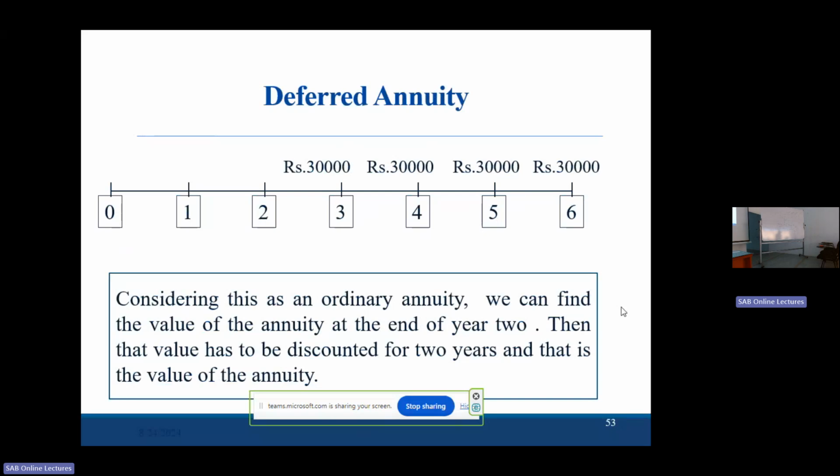Are you together? I think you get the same answer. Fine. So this is another way, the second method. I will explain the other method also, considering this as an annuity due. This was considering it as an ordinary annuity.